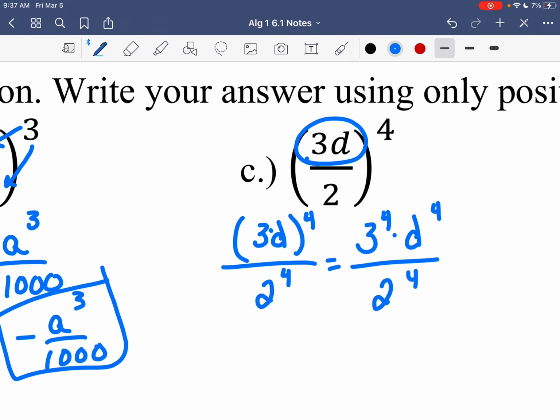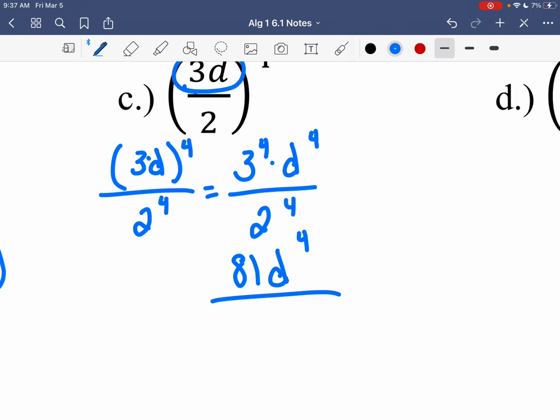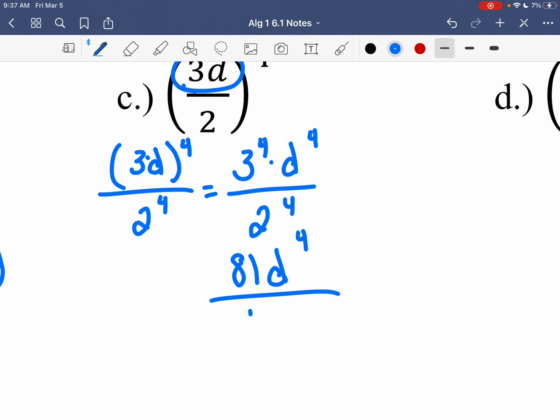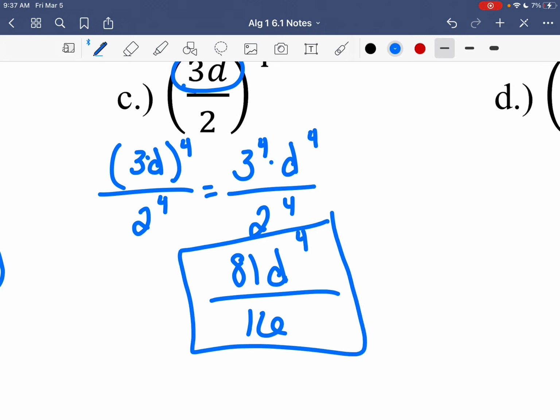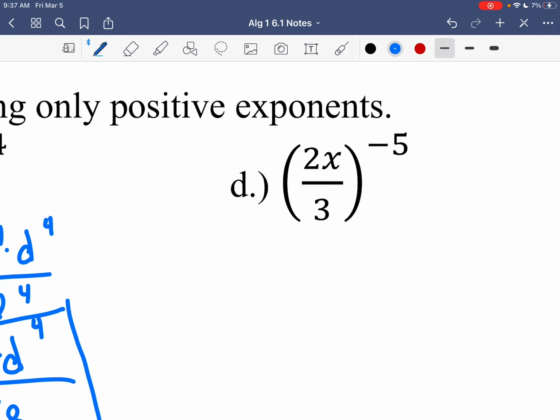So now we'd simplify. 3 to the fourth, I would figure out, well, what is 3 to the fourth? 3 times 3 times 3 times 3, which is 81. D to the fourth divided by 2 to the fourth, 2 times 2 times 2 times 2, which is 16. Look to simplify the fraction if you can. That does not. So there we are. 81 times d to the fourth divided by 16. Okay, next one.